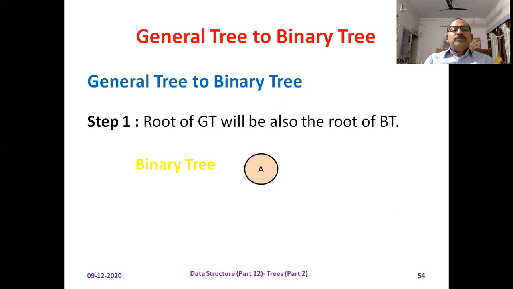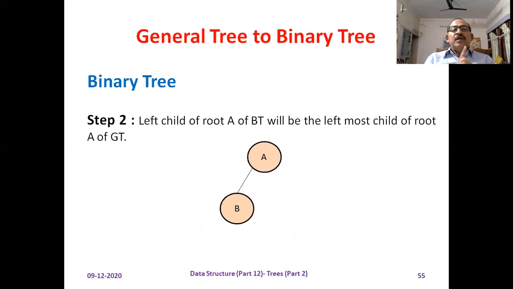What is the first step? Root of a general tree will be also the root of the binary tree. And what is the root of the general tree? A. Okay. Now we take A as also the root of the binary tree. Okay. Next step. The left child of root A of a binary tree will be the leftmost child of the root A of a general tree.